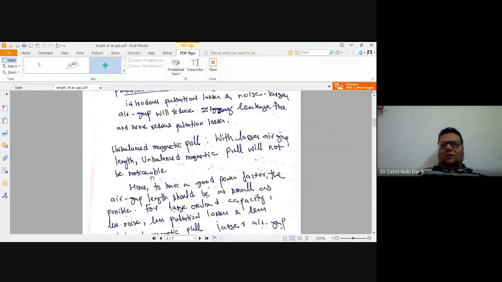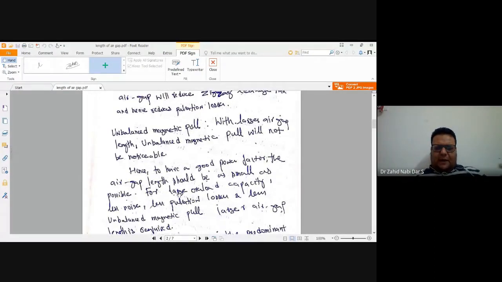So what we have to do is see that the numbers of slots are not integral multiples. We have to do a proper design, and to some extent skewing is also helpful in that. Now there is one more factor, that is unbalanced magnetic pull. When we have a larger air gap, the unbalanced magnetic pull will not be noticeable. If we have a smaller air gap, there would be a magnetic pull, but if we have a large one, it won't be noticeable.